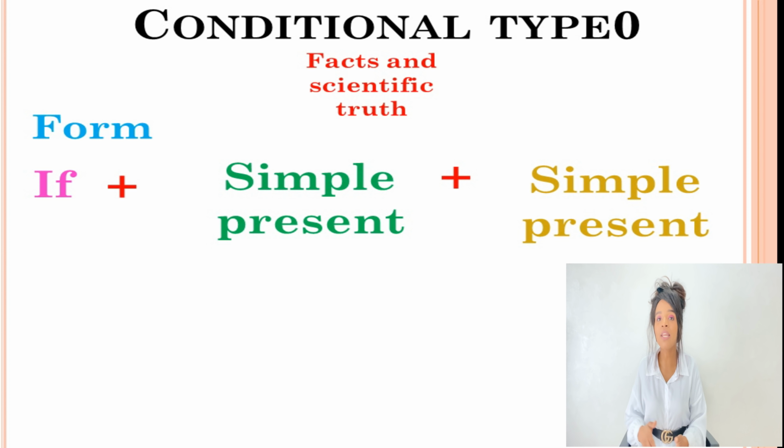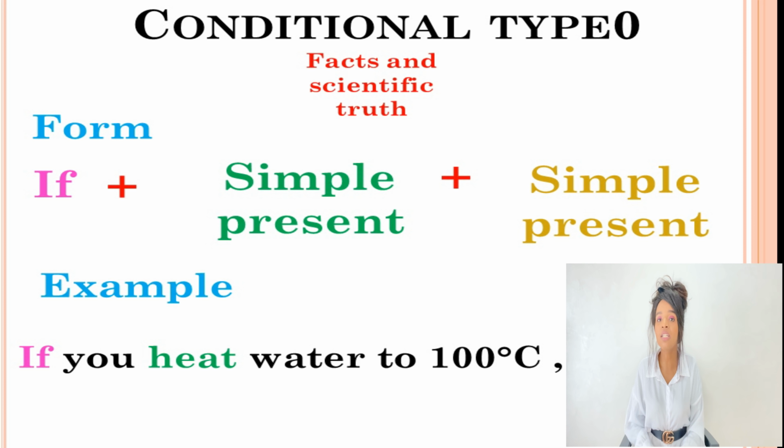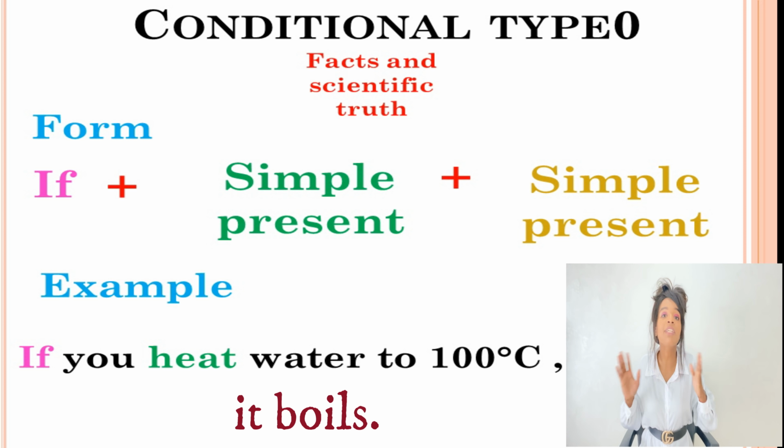Let's take an example. ناخذ مثال. If you heat water to 100 Celsius it boils. So هذه حقيقة علمية. So we use the conditional type 0 when we want to talk about facts or scientific truth. حقائق علمية اللي ما يمكنش لي نغيرهم. إلا حطيت الماء فوق البوطة على 100 درجة غادي يغلي، 100% غادي يغلي. Okay, so it's a scientific truth.